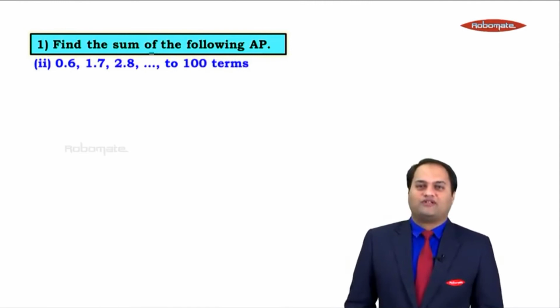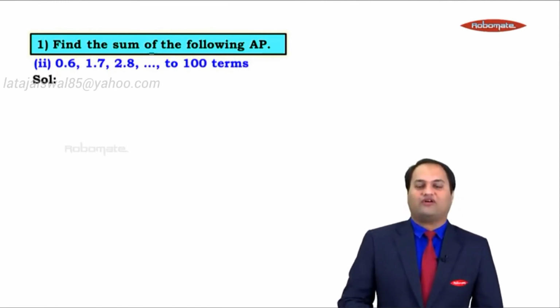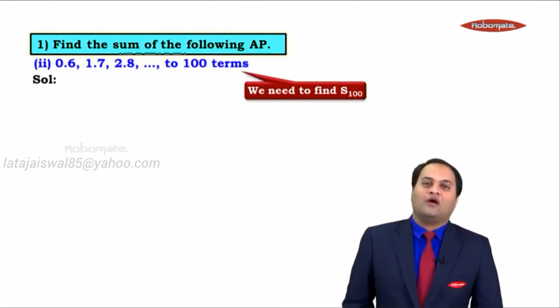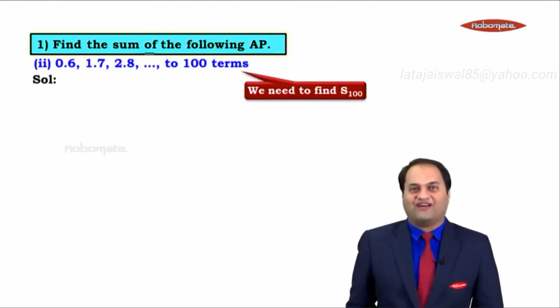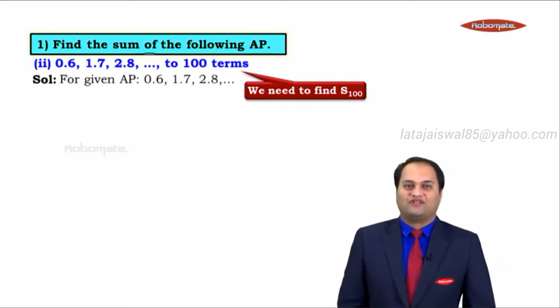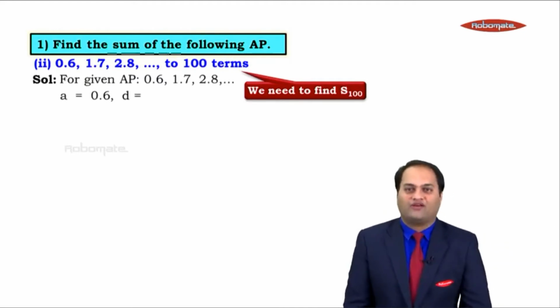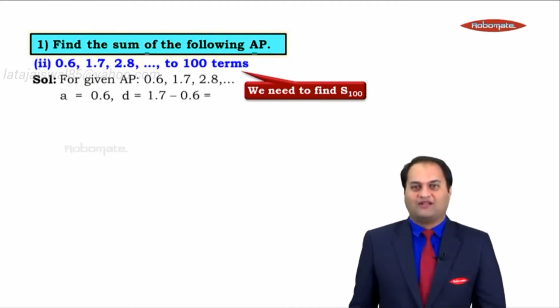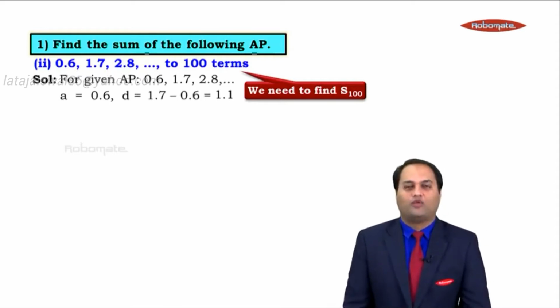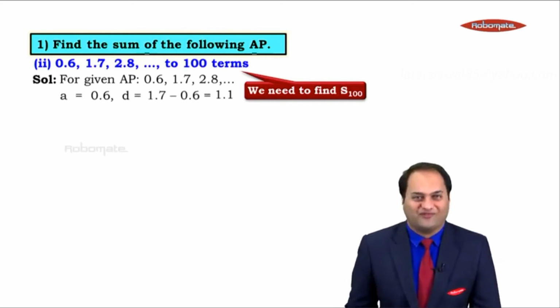The next is 0.6, 1.7, 2.8 up to 100 terms. Because it is given up to 100 terms, which means that we need to find S100, the sum of first 100 terms. For that, the AP is given to us. From this AP, quickly write the value of a and write the value of d, which is 1.7 minus 0.6, which is 1.1. Just take care of the calculations here because there is a decimal involved, right?